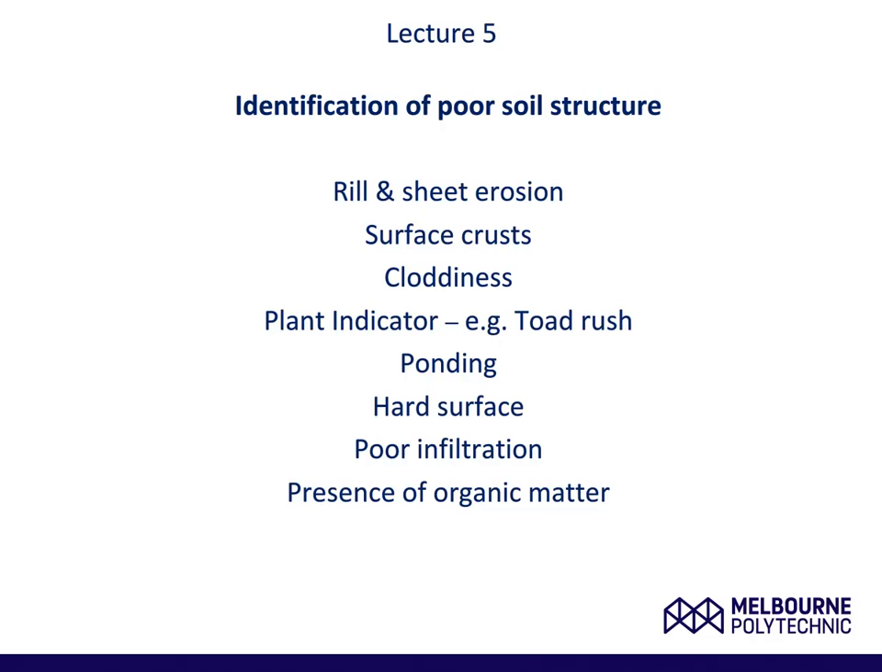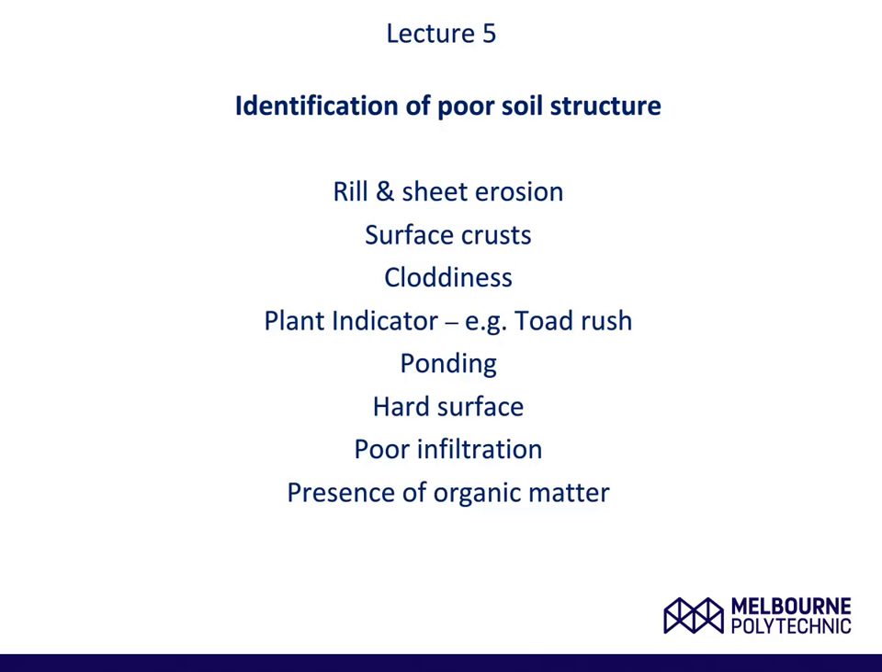Rill and sheet erosion is where water runs over the soil surface and strips away thin sheets of soil, only millimeters at a time. When the water collects, small eroded channels form down the slope. This is rill erosion. Surface crusts reduce infiltration of water and restrict seedling emergence when they become dry. Cloddiness: after a single cultivation, brick-like clods are formed. Further cultivation is required to produce a suitable seedbed.